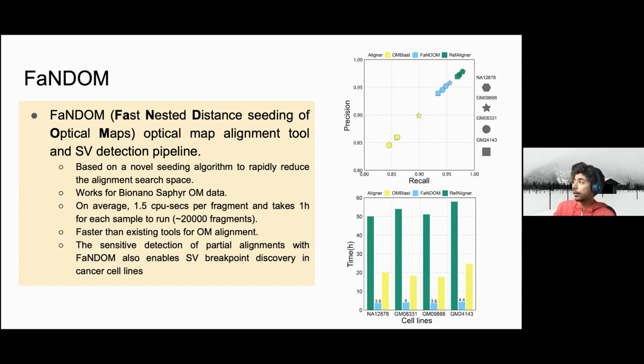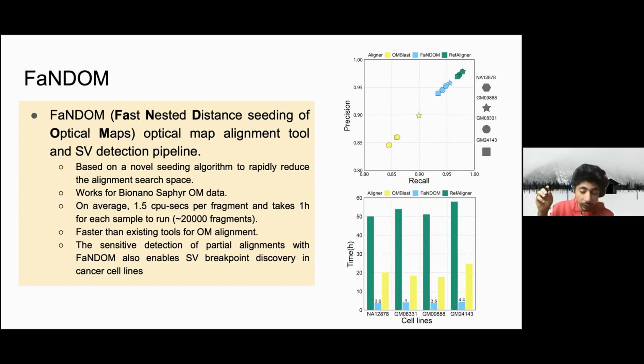As we can see here, the precision and recall of FaNDOM is much better than BLAST, and it is really close to RefAligner, but it is 13 to 14 times faster. So it is worth using FaNDOM as an aligner and SV detection pipeline. Also, FaNDOM has a very sensitive detection of partial alignments that enables our SV detection pipeline to make discoveries in cancer cell lines or other cell lines for detecting structural variation.